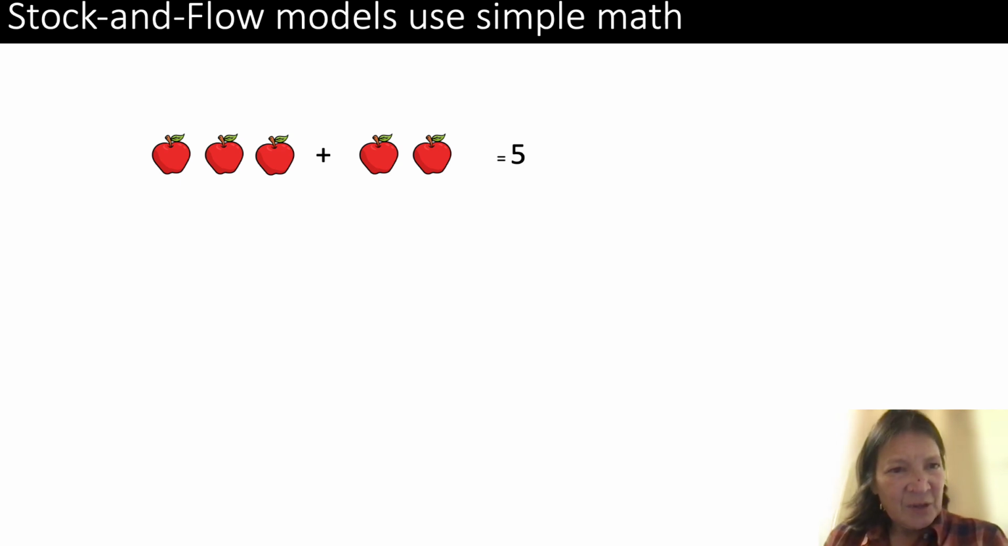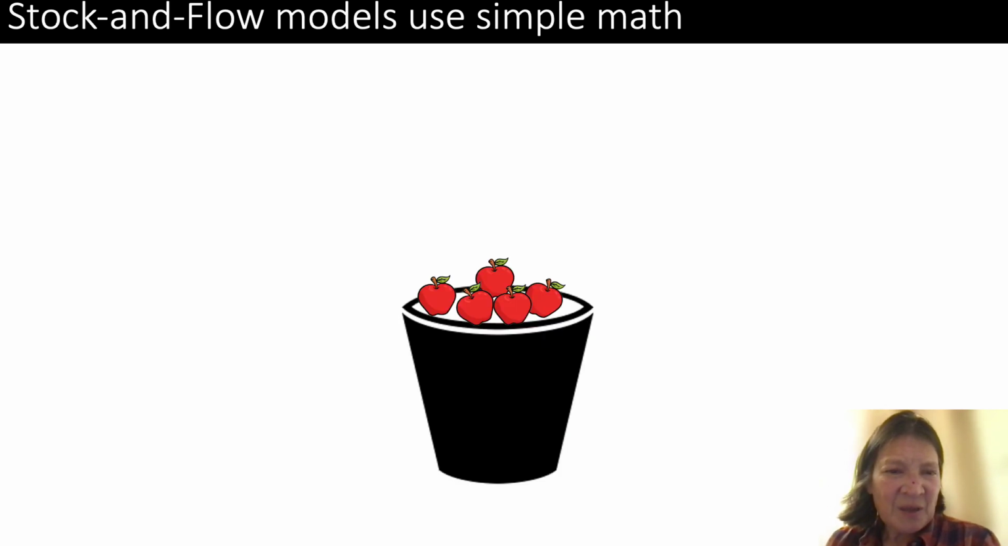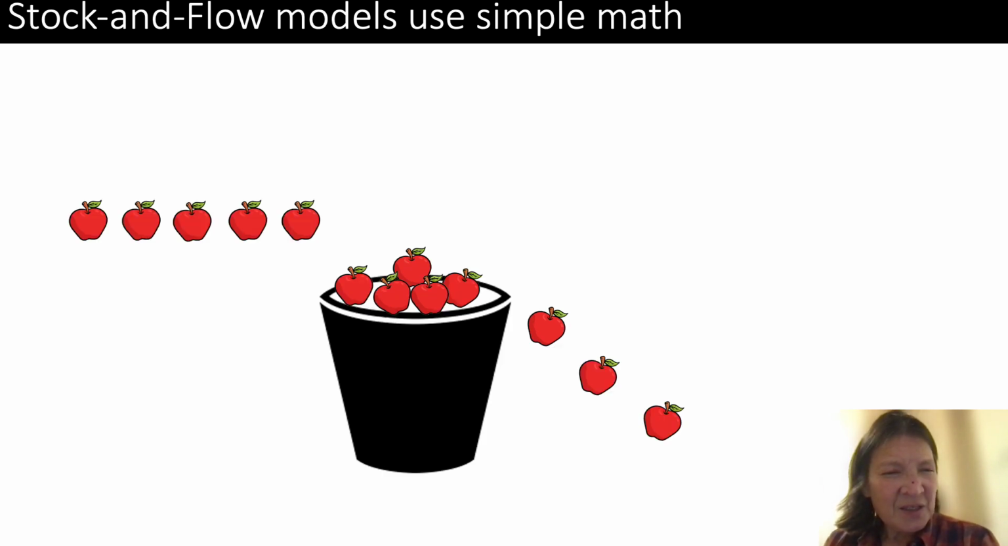So all stock and flow models use really simple math, like grade school math. So 3 apples plus 2 apples equals 5 apples. If you have 3 and somebody gives you 2, you have 5. If you have 5 and somebody takes away 1, then you have 4. And so you might imagine the number of apples you have collecting in a bucket, which we can call a stock. And you might have a flow of apples into the bucket, and apples are falling out of the bucket.